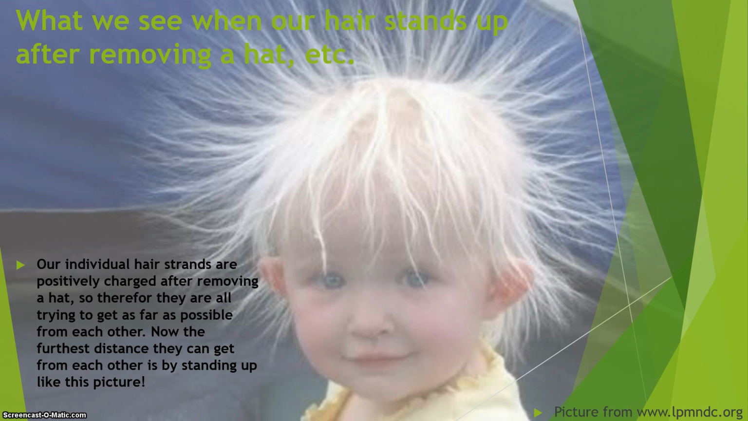Which leads to this. This is why our hair stands up, like when we remove a hat or rub a balloon on our hair. Our hair is becoming positively charged. So that means all these strands of hair are trying to get as far away from the other positively charged hair strands as they can, and the only way for them to do that is to stick straight up. That's the farthest they can get from each other, and that's why they do that.